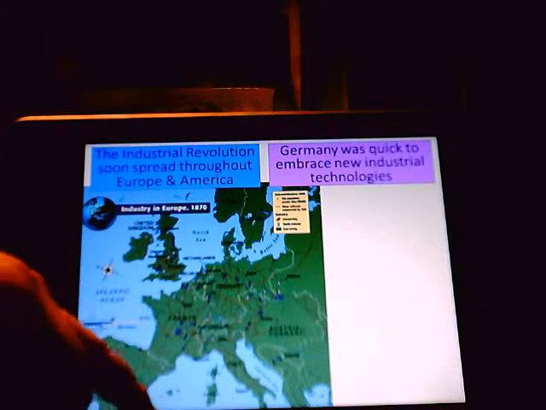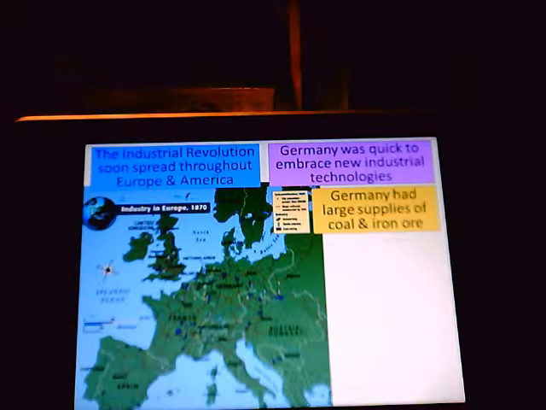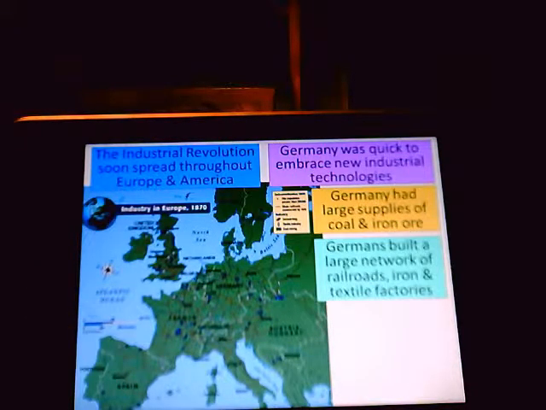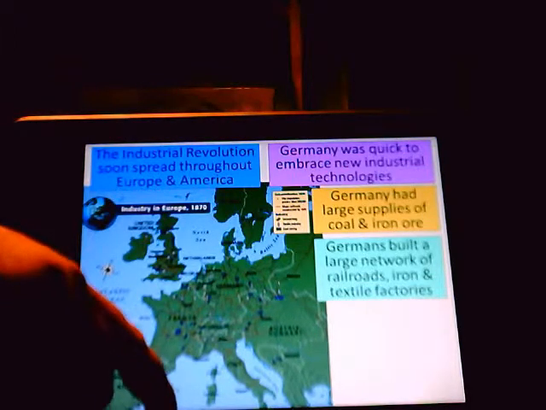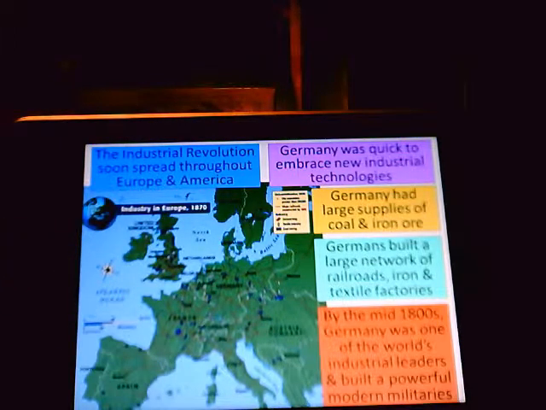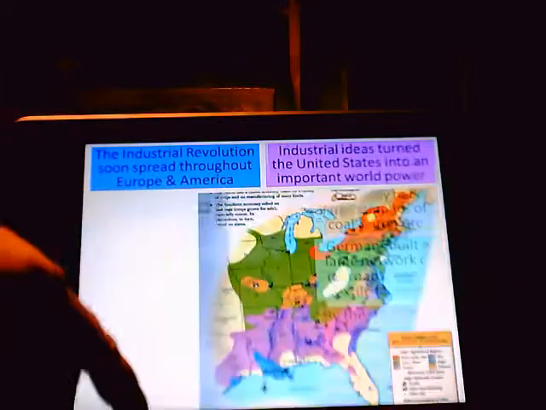Germany started to embrace the new technologies. They had a large supply of coal and iron. They built a large network of railroads, iron textiles, and factories. And by the mid-1800s, Germany itself was also one of the world's industrial leaders and built a powerful modern military.